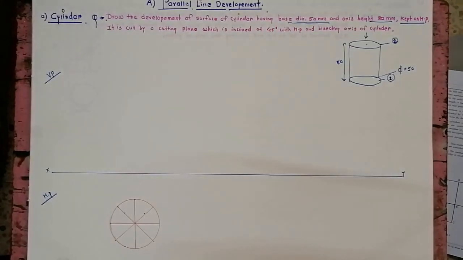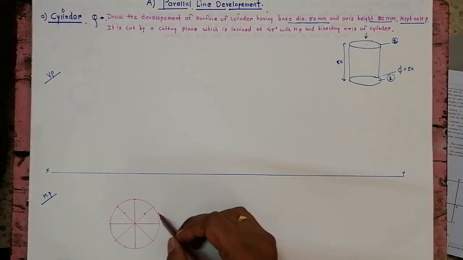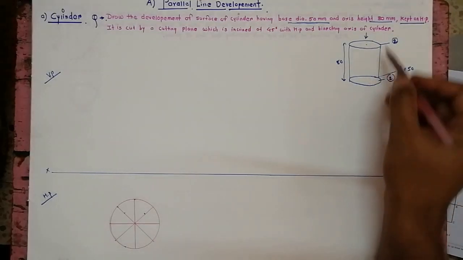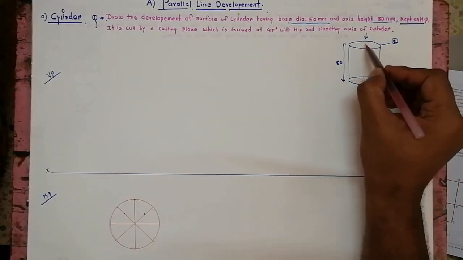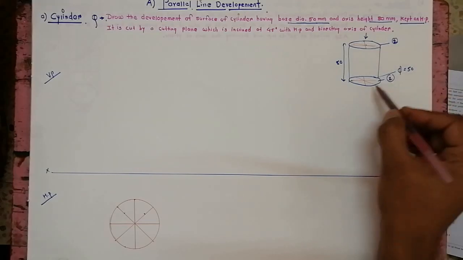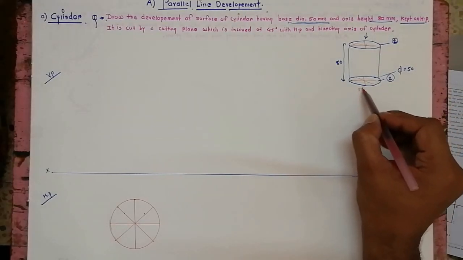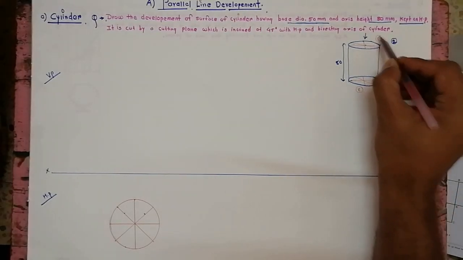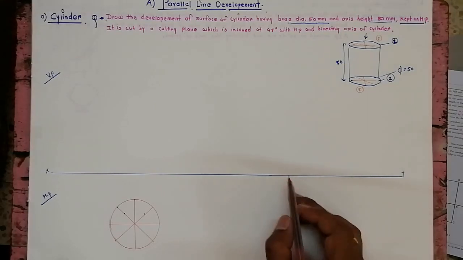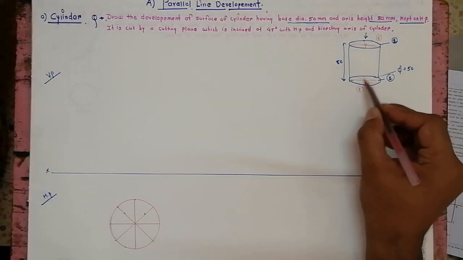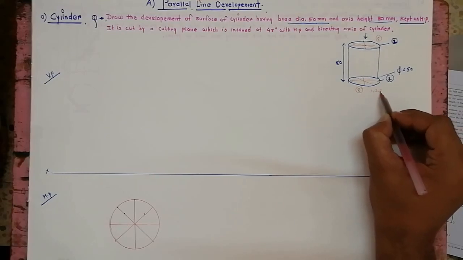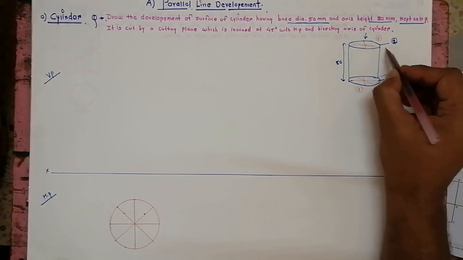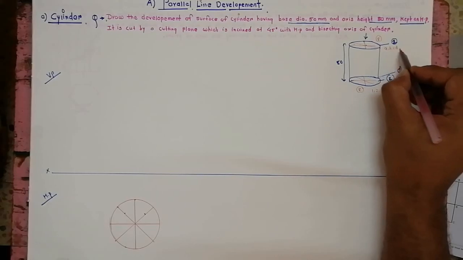Okay, so the true shape of this cylinder is a circle. Now it is having two circles, so we have to give the nomenclature twice here. That means the bottom circle is divided into 8 parts and the top circle is divided into 8 parts. For the bottom base circle I am giving the name as 1 2 3 4, and for the top circle I am giving the name A B C D.